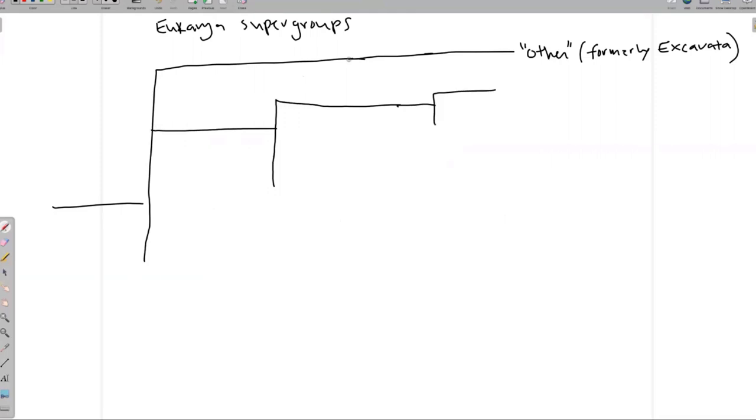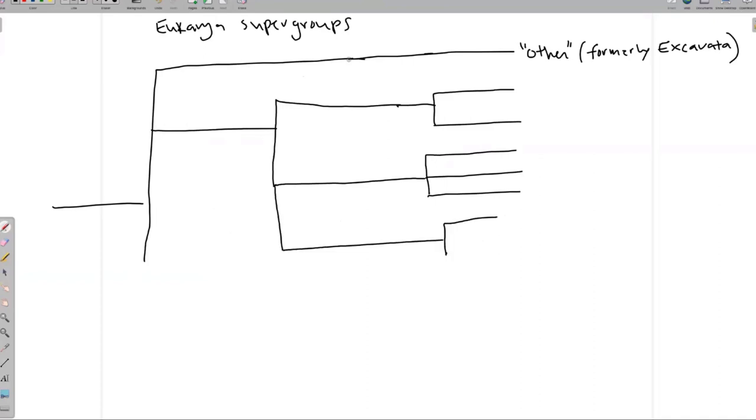This is all just relative branching along the lineage. Where it happens on the left and right compared to the different groups doesn't mean anything. This is a polytomy. I'm just going to draw it there. It doesn't matter. I'm just going to put this further down, whatever. Okay, so this is the SAR clade.